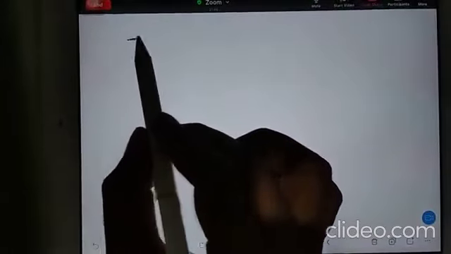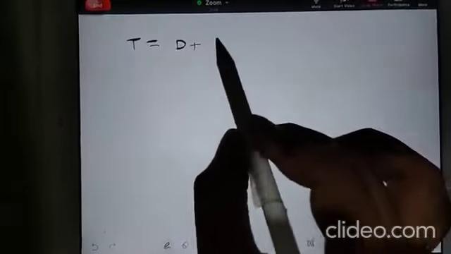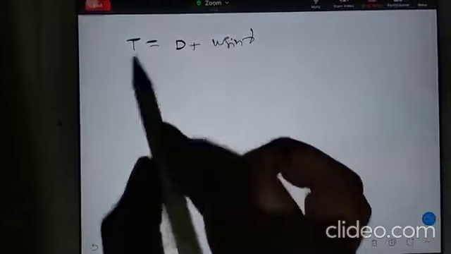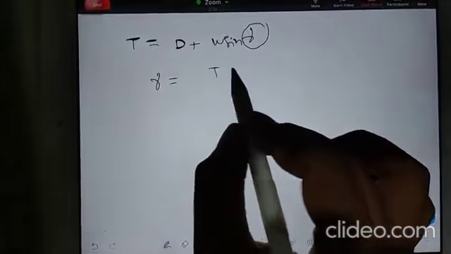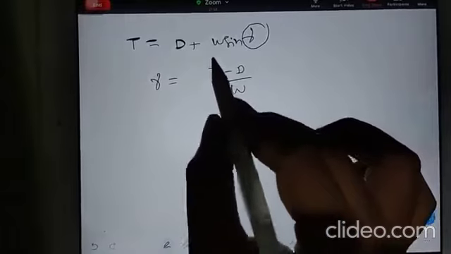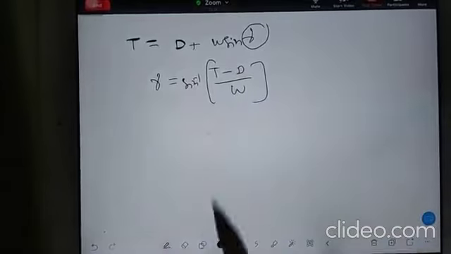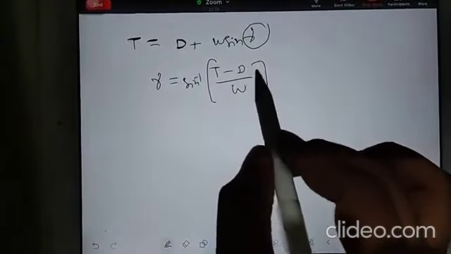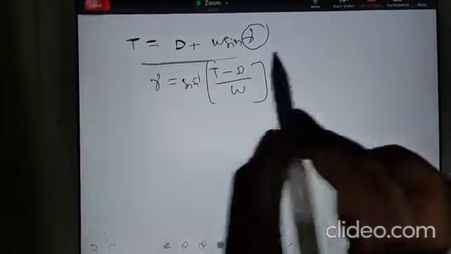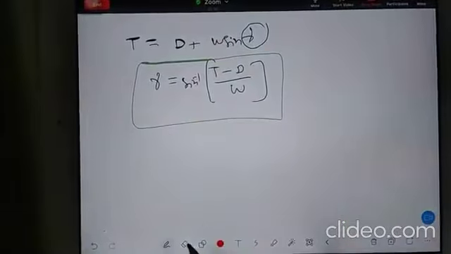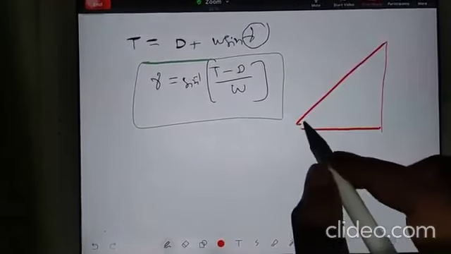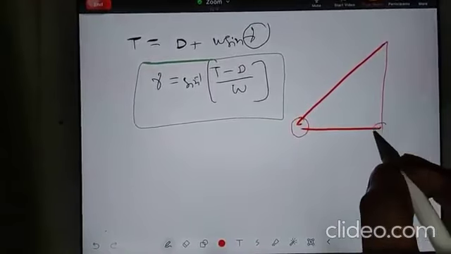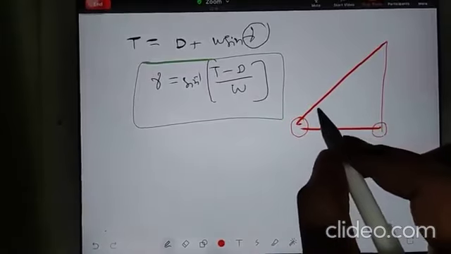See now, T is equal to D plus W sin gamma. From here, if I try to find the gamma value, then gamma is nothing but sine inverse of (T minus D) by W. This has a lot of logic. If I am drawing my climbing diagram, suppose I started climbing from this location and I reached here, and I am saying this is my gamma value.